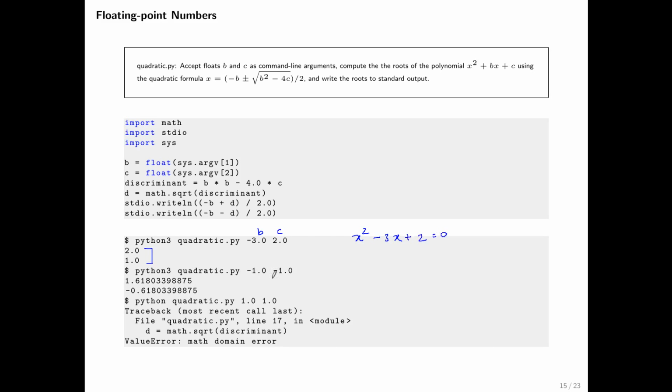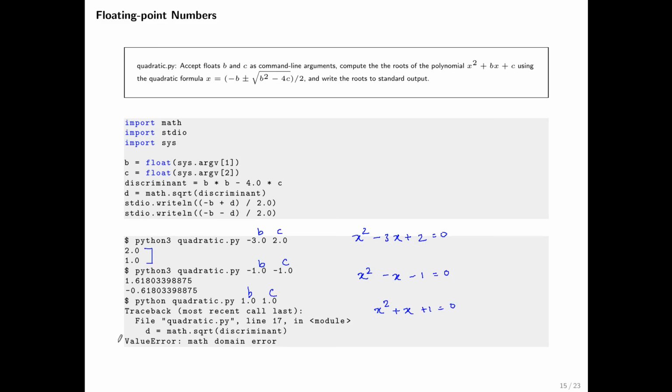And then the next time around, we are running it with minus 1 for b and minus 1 for c. In this case, we are talking about the quadratic equation x squared minus x minus 1 equals 0. Okay? And then in the last instance, we are running it with b equals 1 and c equals 1, in which case we are talking about the quadratic equation x squared plus x plus 1 equals 0.